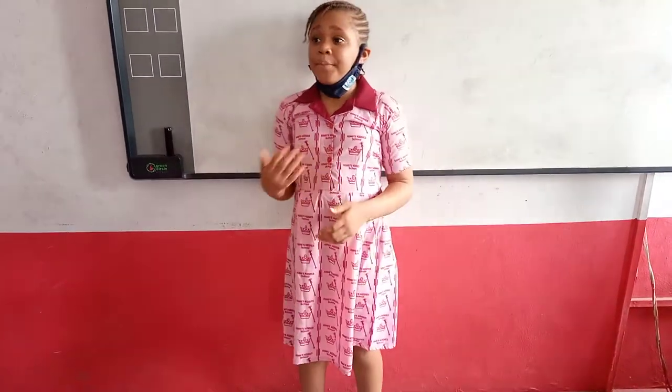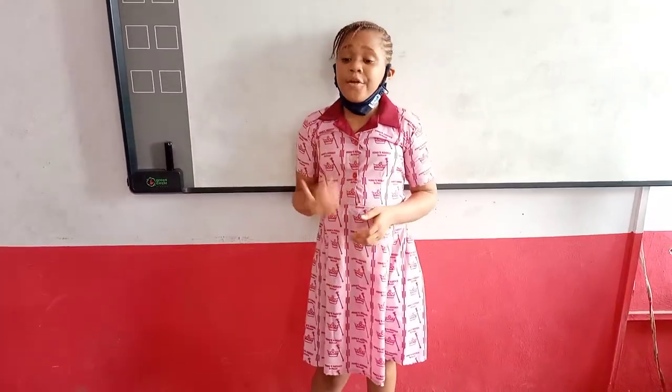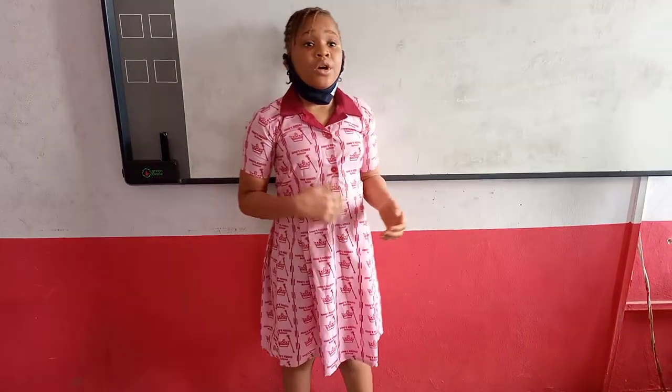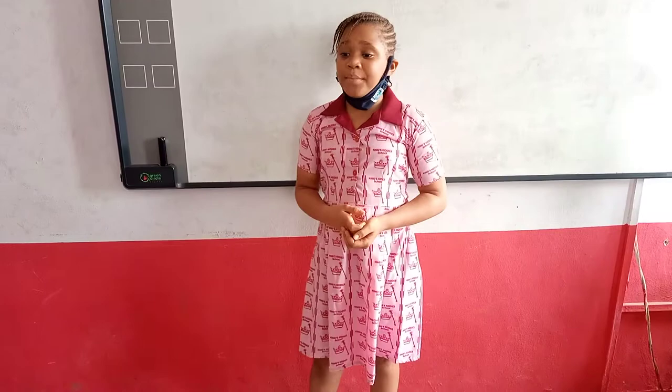Area of a triangle: half times base times height. Base of a triangle: two times area divided by height. Height of a triangle: two times area divided by base. Area of a rectangle: length times breadth. Length of a rectangle: area divided by breadth. Breadth of a rectangle: area divided by length.